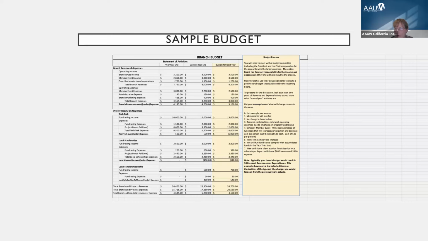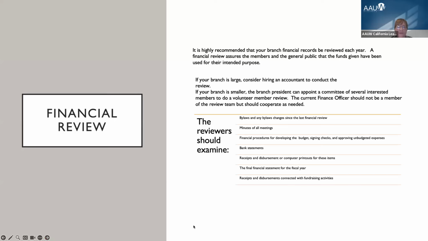So thought processes go on. How can we make things better? How can we make things different? How do we deal with other issues coming down the pike, such as increase in Tech Trek camp costs? So that's a general overview and a sample.